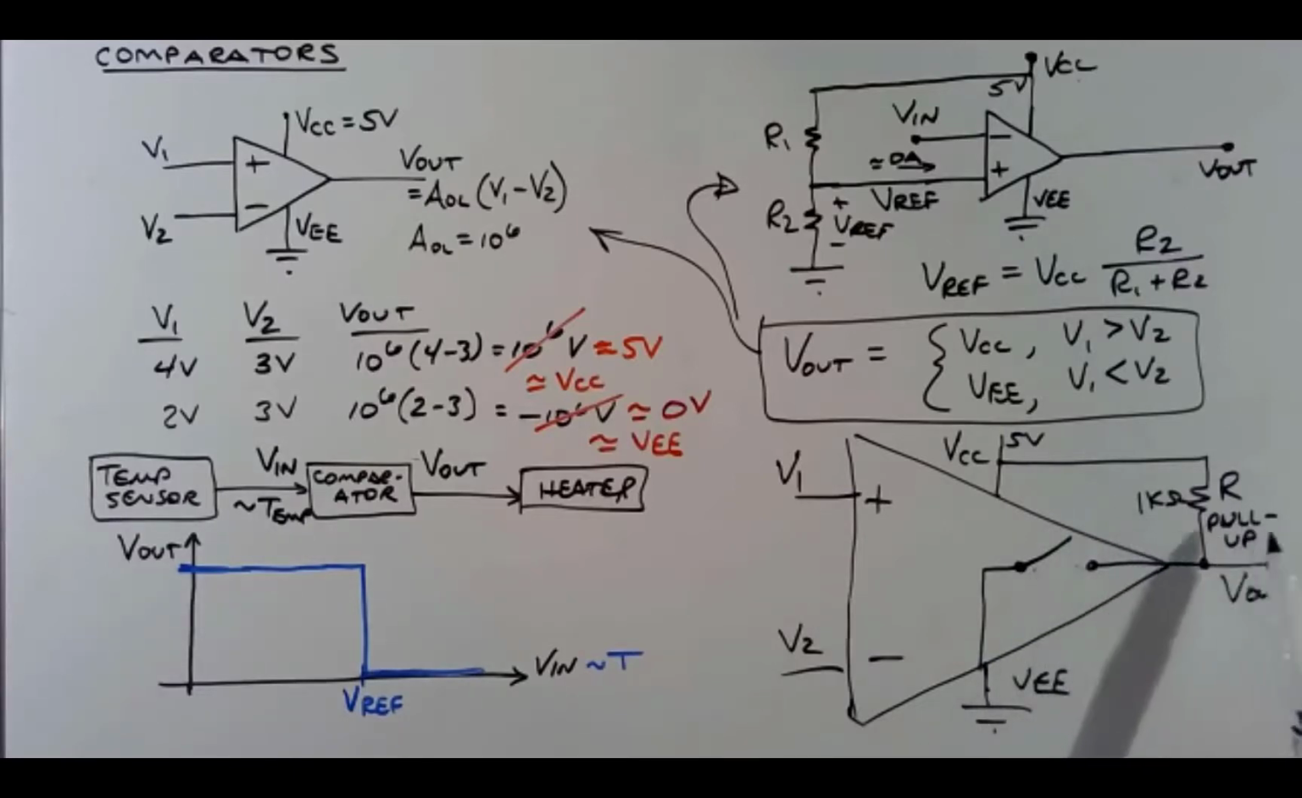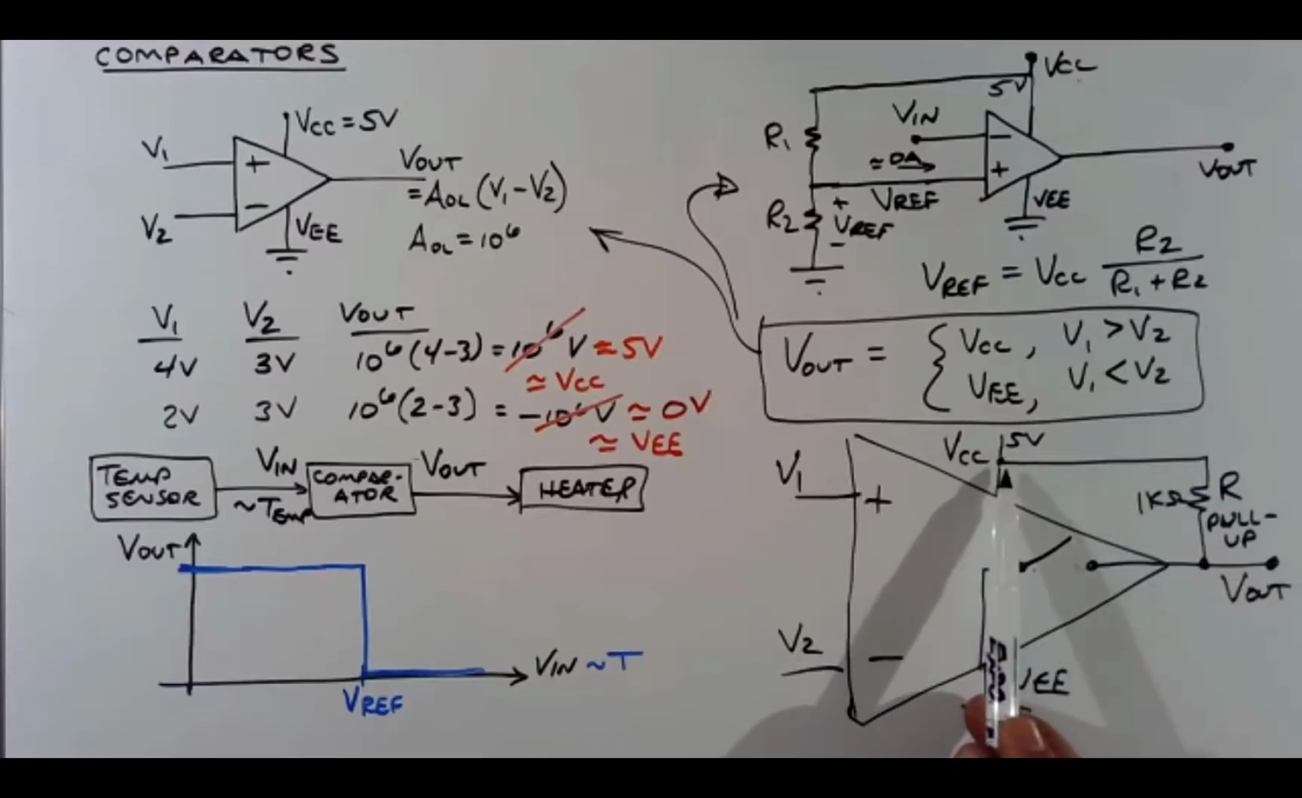So a pull-up resistor is a resistor that you connect to the output of this chip, or any integrated circuit, that pulls the voltage up to close to the power supply value unless the chip pulls it down. Okay, so this output will be high until the switch closes. So that's how this circuit actually works.